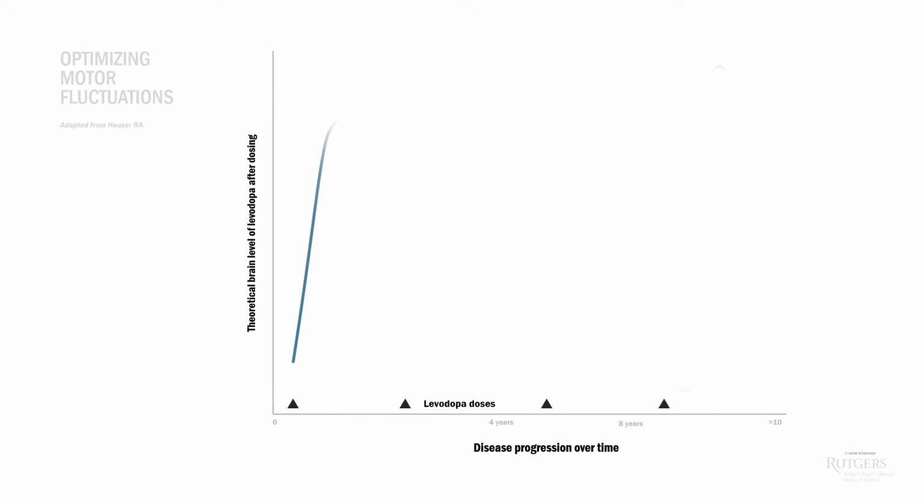Brain level of levodopa rises, and the patient experiences improvement of Parkinsonian symptoms. That's called the on state. Initially, this benefit may last as long as a day. When levodopa level drops, the response to dopamine replacement wears off. That is the off state.